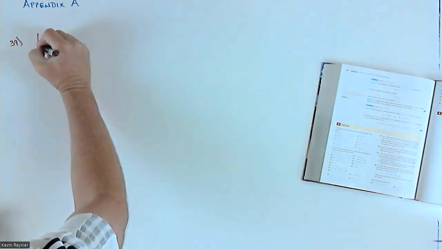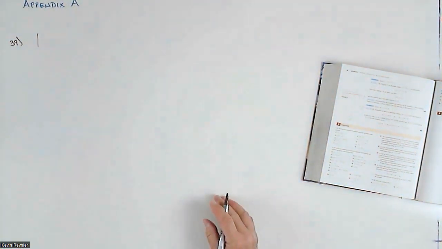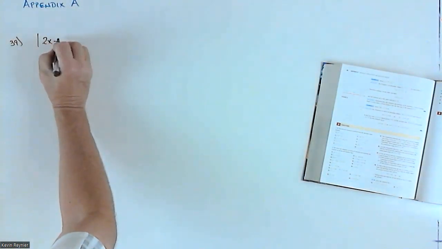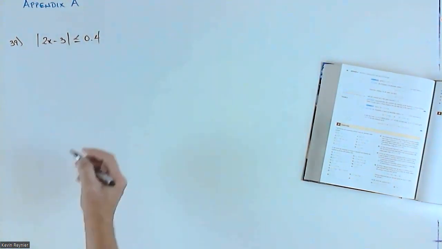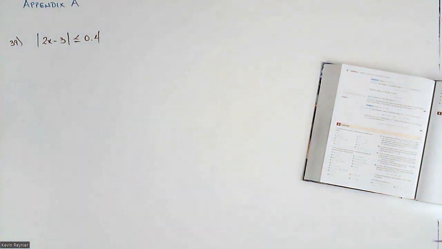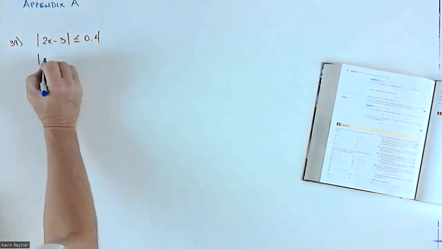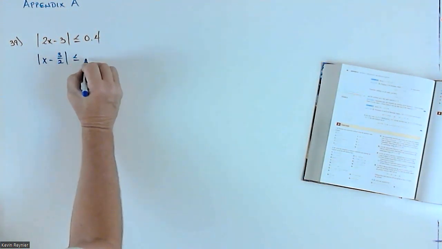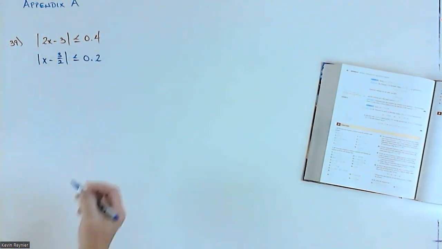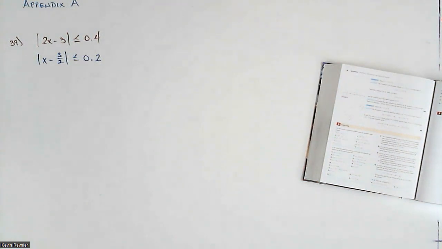39 says the absolute value of 2x minus 3 is less than or equal to 0.4. And I showed you how to do this in class last night. We're not going to use, or we can, right? You can, but we don't have to use that silly rule in the algebra book. We're going to divide everybody by 2. And when we divide everybody by positive 2, it doesn't flip the inequality, nothing happens.